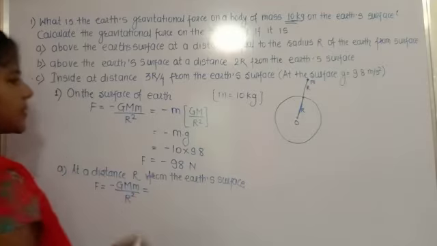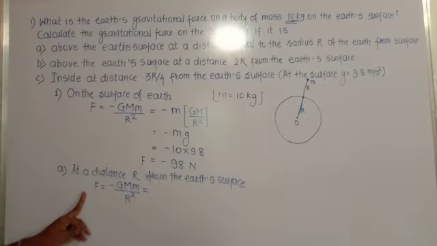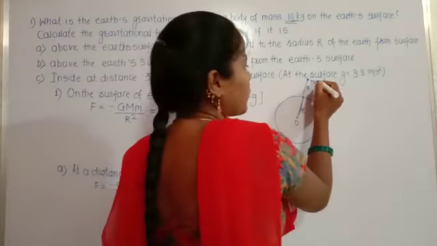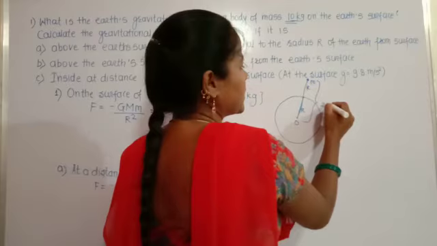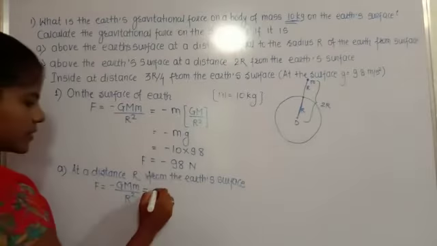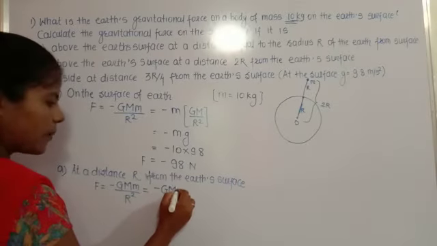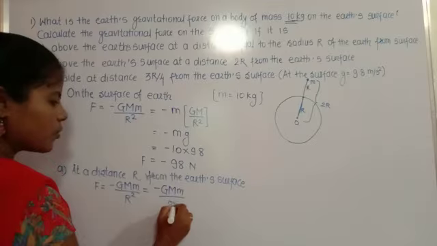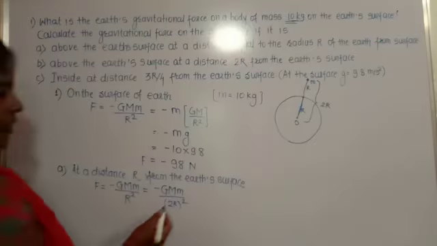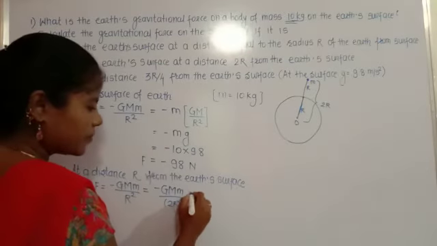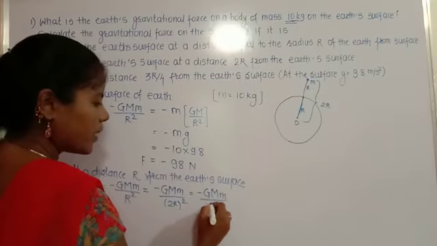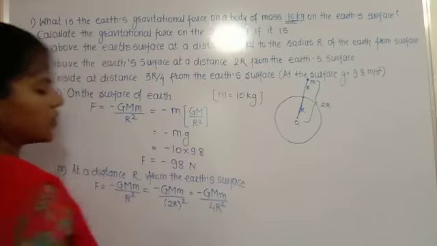But here the case is at distance capital R from the surface, so the total distance from the center to the point M is twice R, R plus R. So for that we take the distance as minus capital G capital M small m divided by twice R, and again squared. By solving, twice R square is 4R square, so minus capital G capital M small m divided by 4R square.